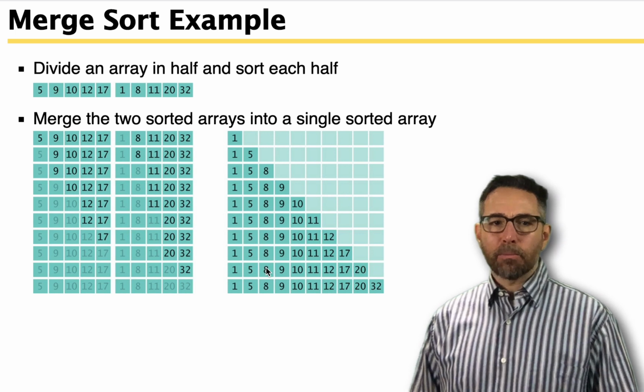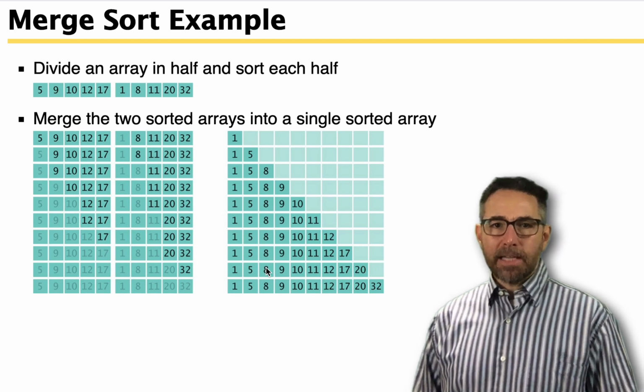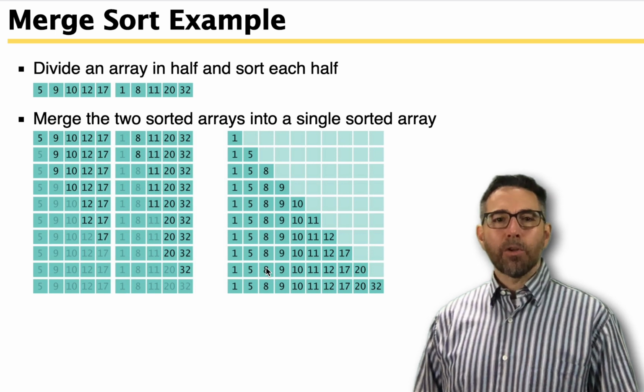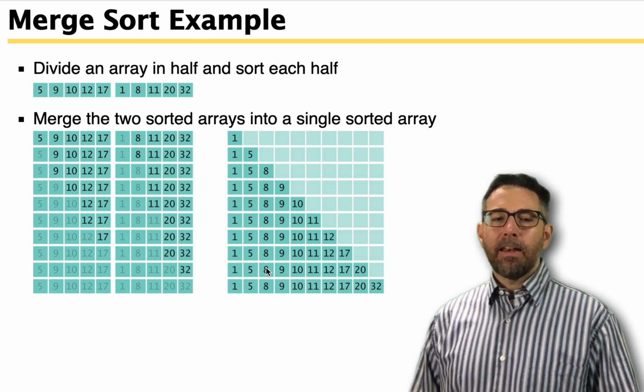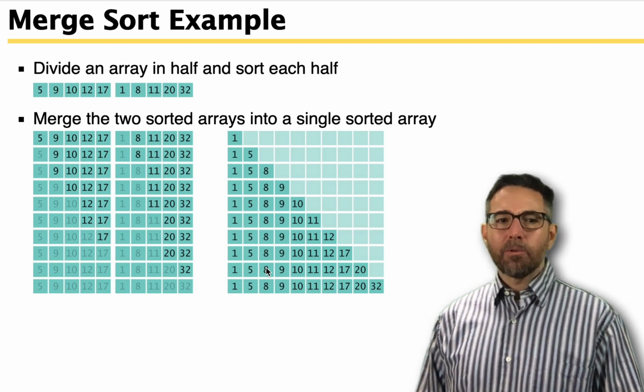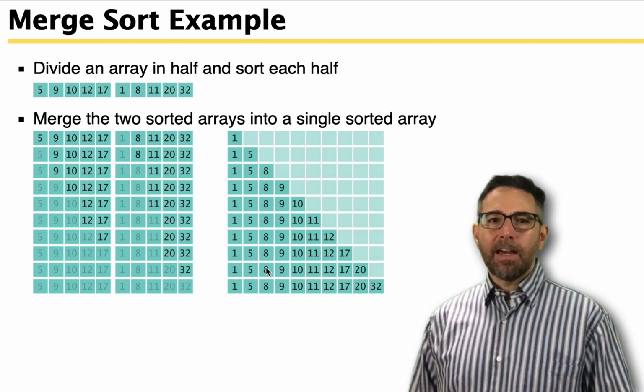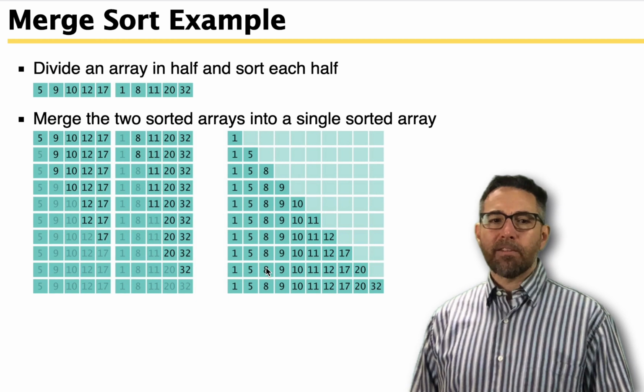And now our pointers are pointing at 10 and 11. Between 10 and 11, we choose 10. Now our pointers are 12 and 11. Between 12 and 11, we choose 11. Now our pointers are 12 and 20. Between 12 and 20, we pick 12. Now our pointers are 17 and 20. Between 17 and 20, we pick 17.